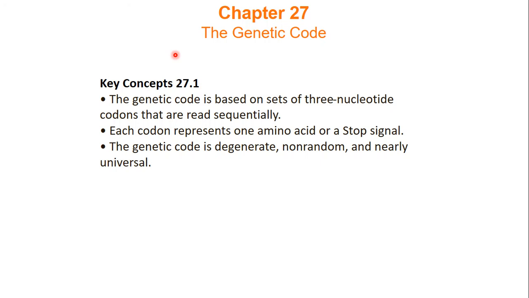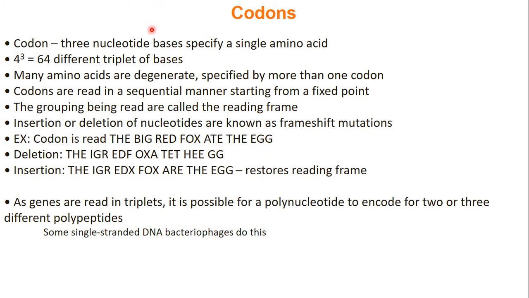In this video, we're going to go over the genetic code. Now, the genetic code is made up of codons, which are 3 nucleotide bases that specify a single amino acid. And since we have 4 bases at our disposal, we raise that to the power of 3, and we find out we have 64 different types of codons we can use.